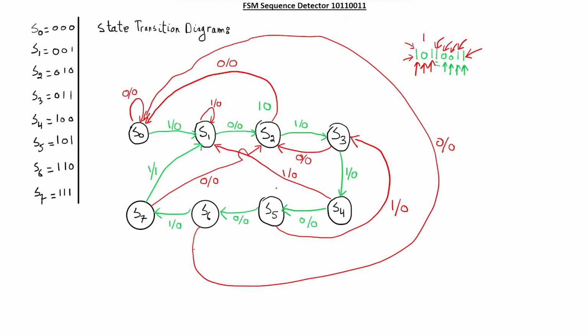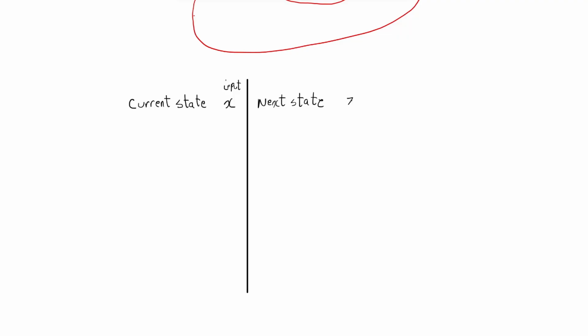Next we can make the state transition table. In the state transition table, we have the current state. We have the input, let's call it X. Then we want to figure out the next state, and also the output, let's call it Z. Let's call our current states Q2, Q1, and Q0, and then the next state Q2 plus, Q1 plus, Q0 plus.